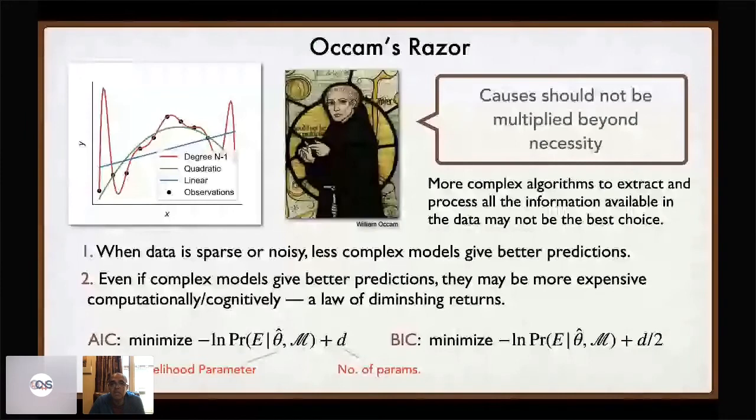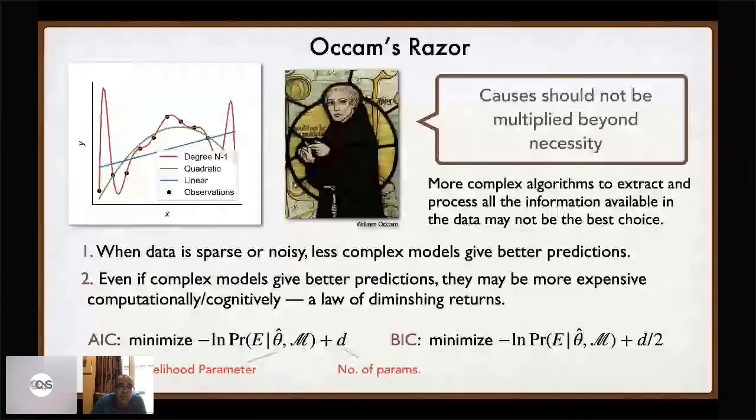So normally, you might think that if you make some observations in the world, the best way somehow to build your internal model is to use some very complex algorithm to extract and process all the information possible in the data, possibly to fit it as well as you can, and so on. That's what you might think. But in fact, that's not clear.